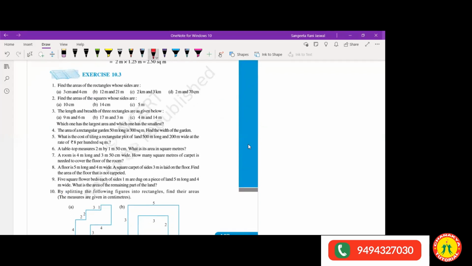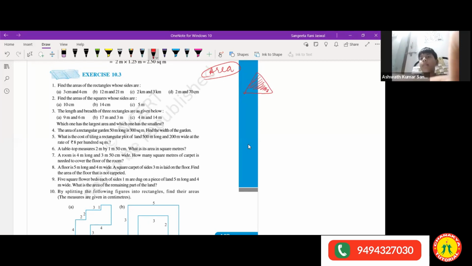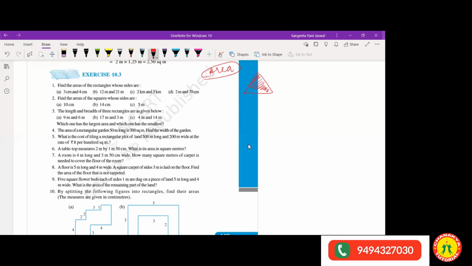Okay, let's do. Now here, to find the area. What is area? The region enclosed within the interior of a closed figure, the space or the region which is enclosed within the closed figure. So that is called the area, the inside part. Okay, let's do it now for a square.